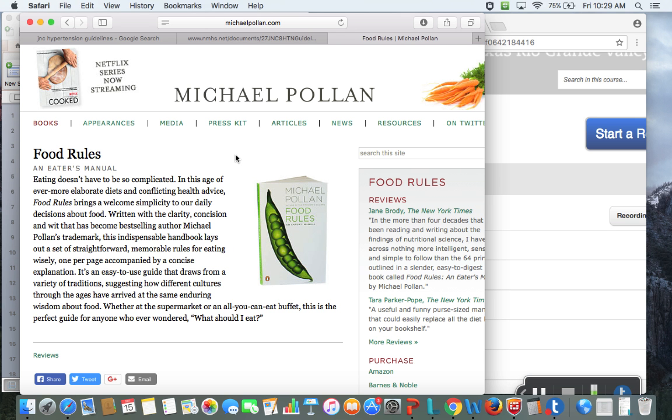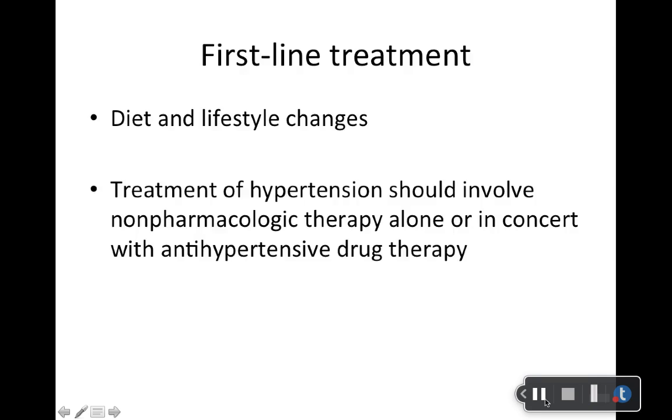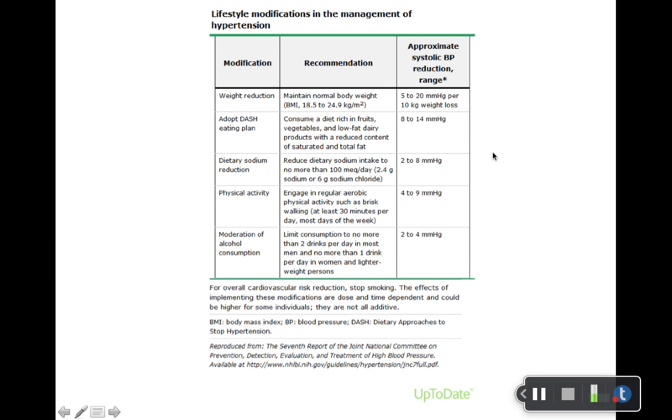But that's another book too that I recommend to patients, and my wife does as well. And he has, like I said, some pretty simple, straightforward stuff. For testing purposes, none of this is on the test. This is just all FYI, by the way, guys. I'm just trying to expand your horizons.